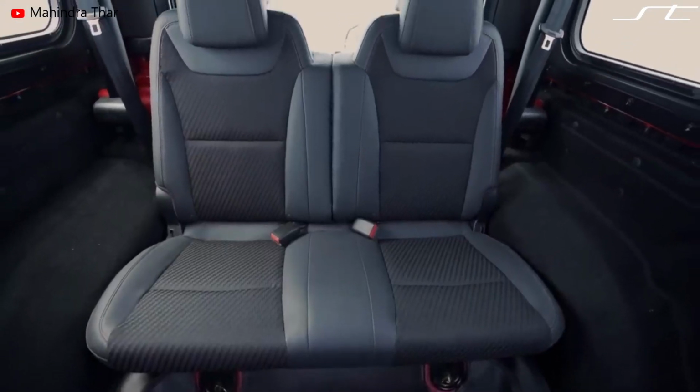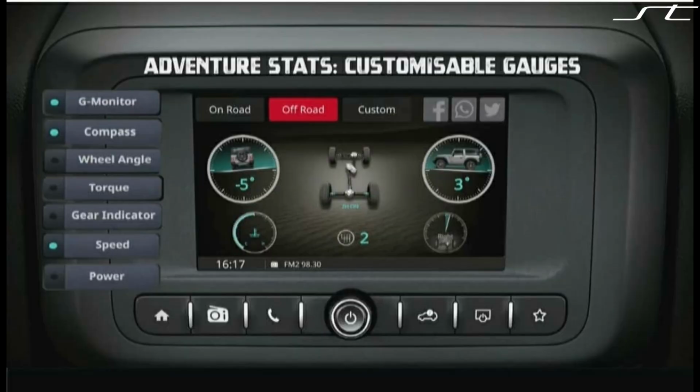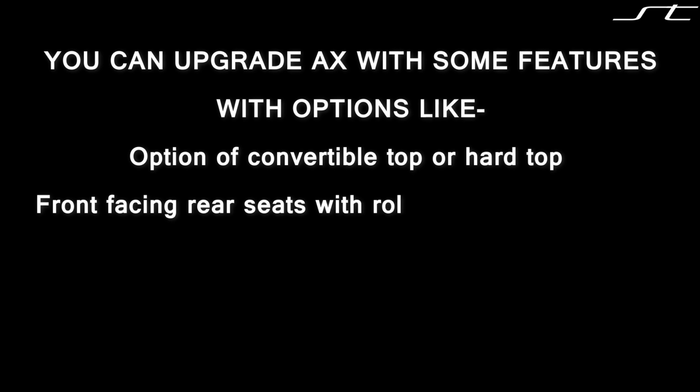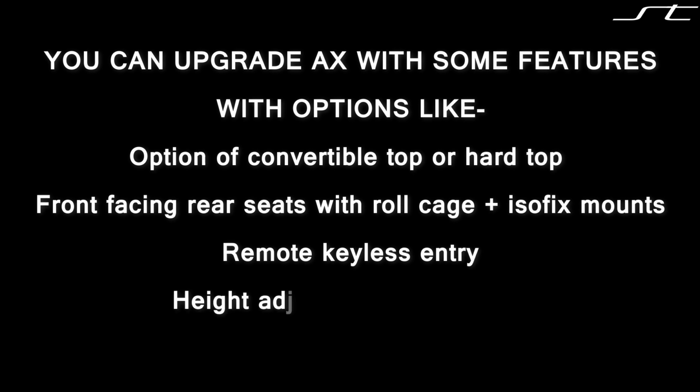You get ISOFIX child seat mounts, a dual tone bumper, and a 7-inch touchscreen infotainment system plus a TFT MID screen for the driver. But you can upgrade the AX model with some features from the LX, like the option of a convertible top or hard top from the factory. You can also have the front facing rear seats with roll cage plus ISOFIX mount, and you can also have remote keyless entry on the base model AX, and also upgrade your AX model with height adjustable driver seats if you pay Mahindra some money. So you get these 4 options factory fitted to the AX model if you pay some money to Mahindra.